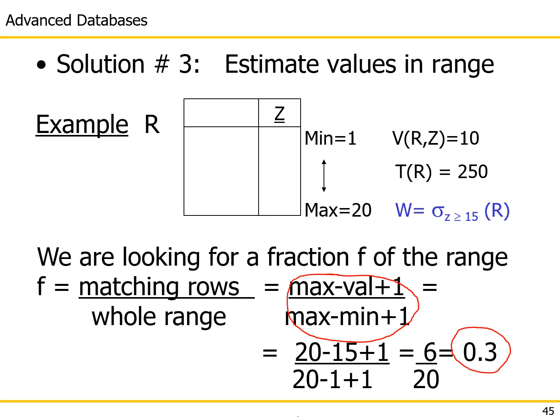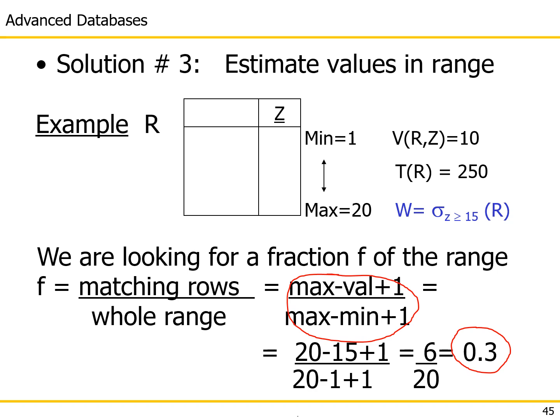Okay? Now, let me just go back. So I will take this number and multiply it by the total number of rows. So if my T of R is 250, then I will get an estimate of my result set size. T of W is going to be 0.3 multiplied by 250.